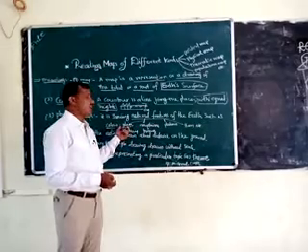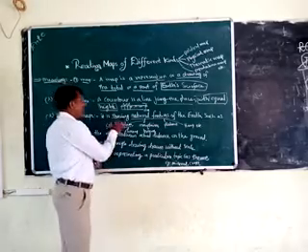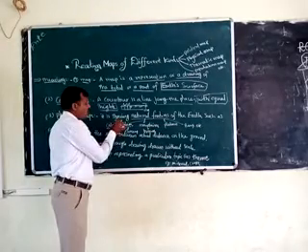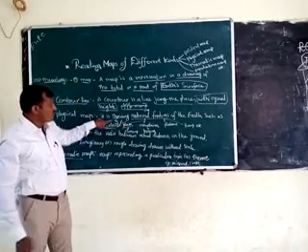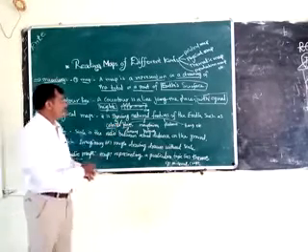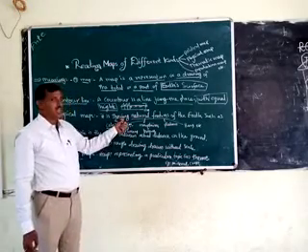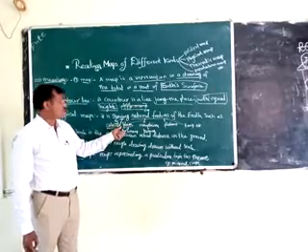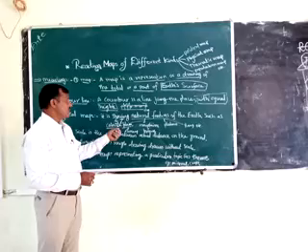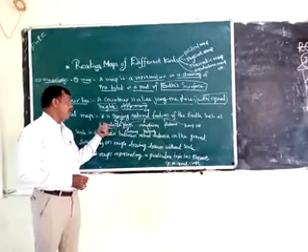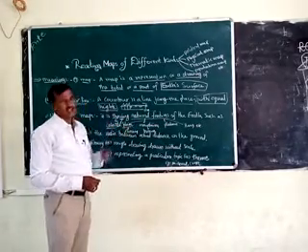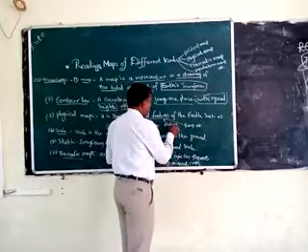This is the coastal plain, the western coastal plain and the eastern coastal plain. West is the Arabian Sea, east is the Bay of Bengal. The west coast runs from Gujarat to Kerala. The east coast runs from Odisha to Tamil Nadu, the eastern coastal plain.